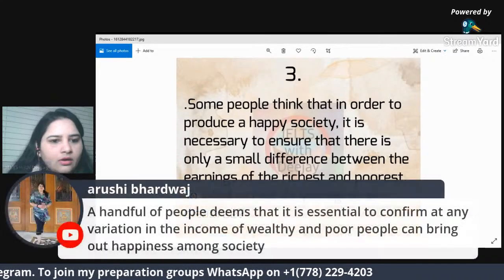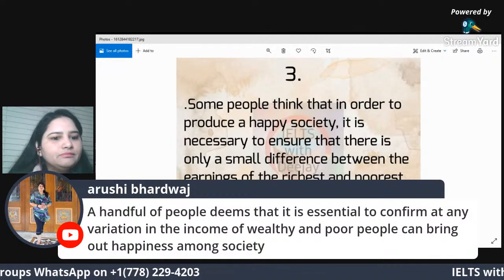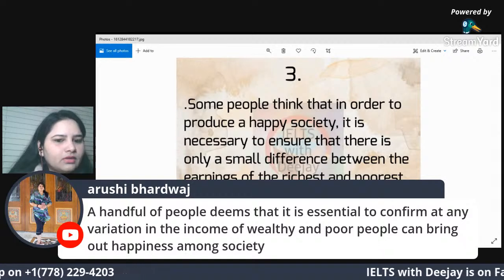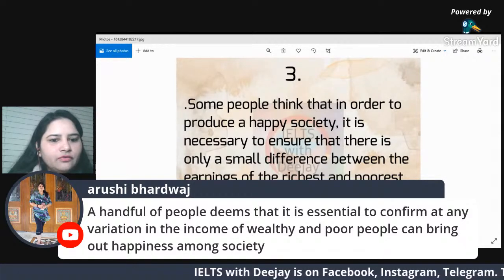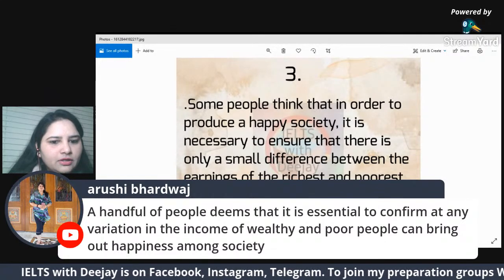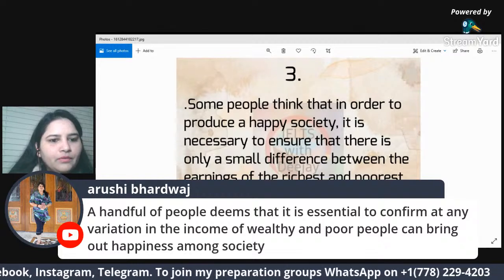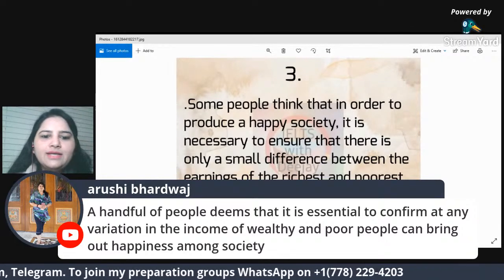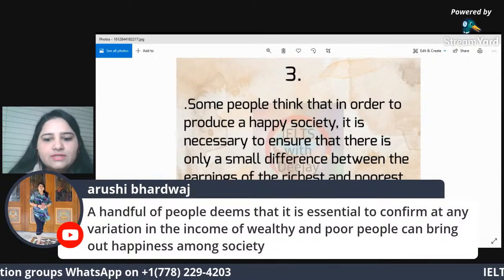A handful of people deem, this is wrong, that it is essential to conform at any variation in the income of wealthy and poor people can bring out happiness among society. And you can say for poor, the synonym is destitute.